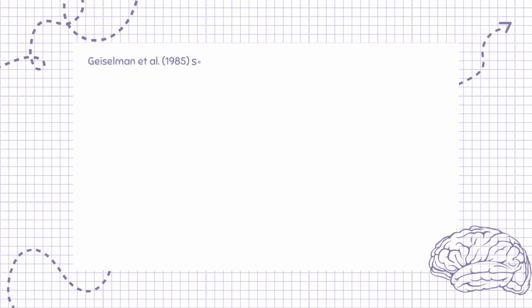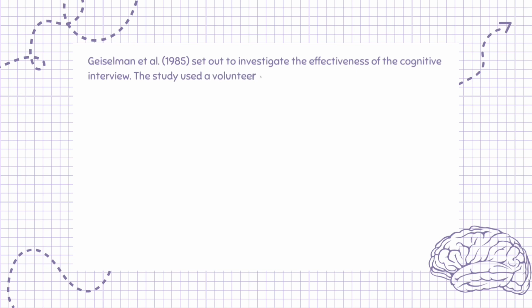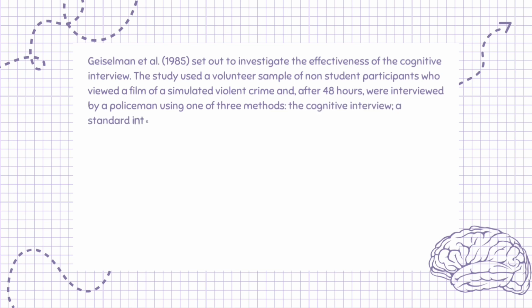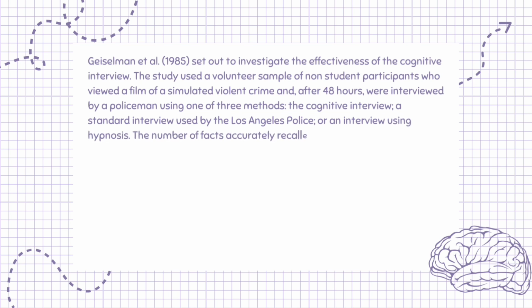Geiselman et al., 1985, set out to investigate the effectiveness of the cognitive interview. The study used a volunteer sample of non-student participants who viewed a film of a simulated violent crime and, after 48 hours, were interviewed by a policeman using one of three methods: the cognitive interview, a standard interview used by the Los Angeles police, or an interview using hypnosis. The number of facts accurately recalled and the number of errors made were recorded.